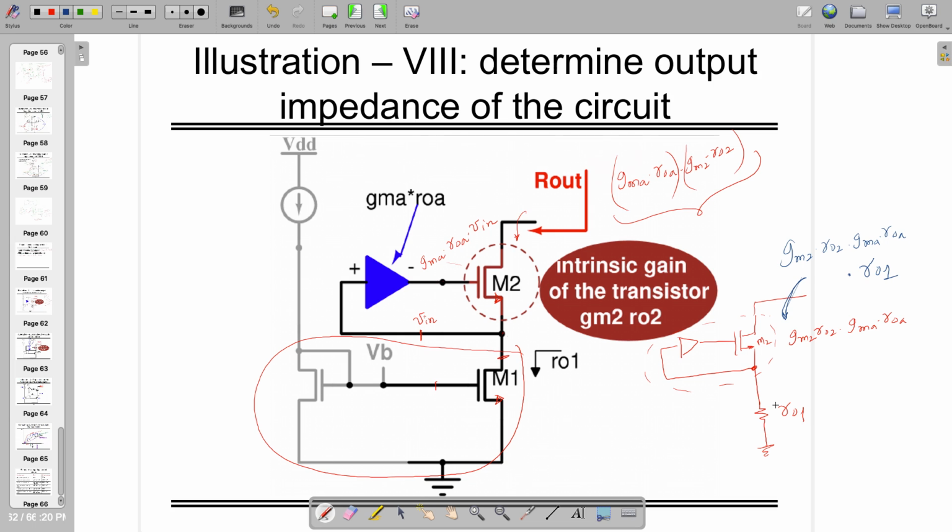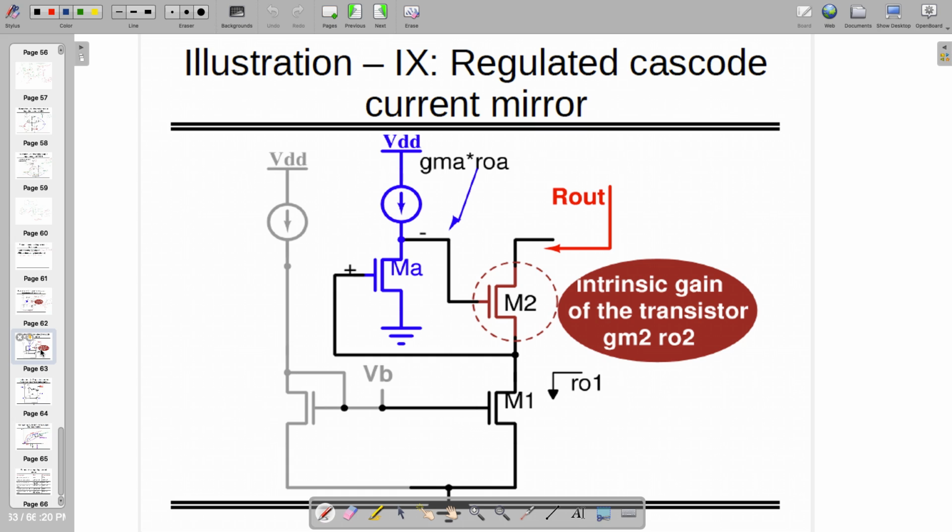So now we also know that the intrinsic gain of the transistor is gm2 ro2, which is what we are going to see here. Similarly, for gmA roA, if I want to implement it, I can take a small common source amplifier, right?